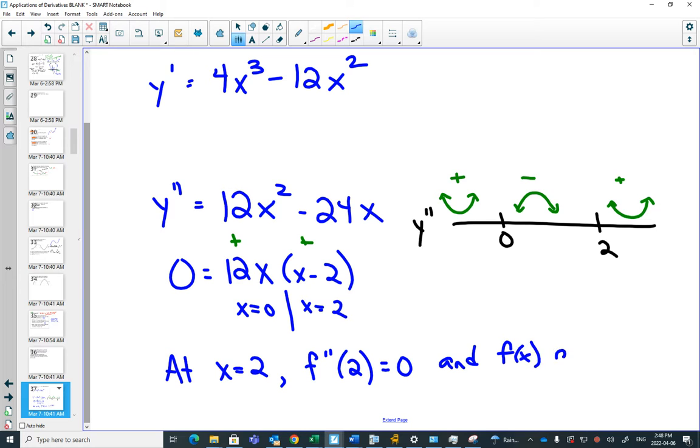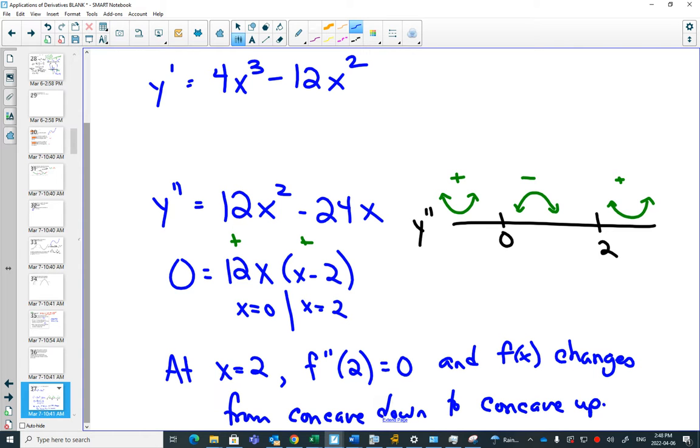and f of x changes from concave down to concave up. So this is one way to show an inflection point. This is the most common way to show an inflection point because it is the easiest way to show an inflection point. Okay?